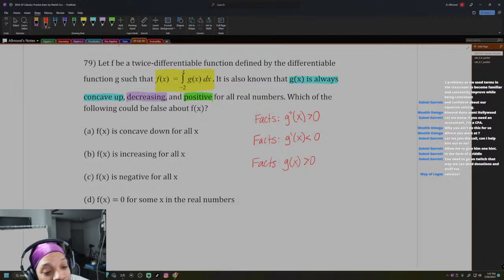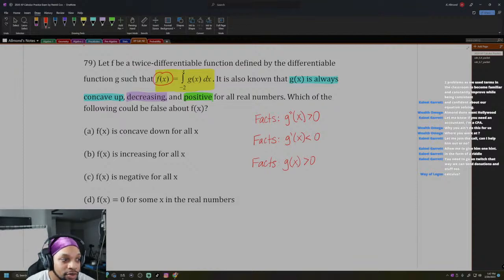Which of the following could be false? This is kind of like a logic question too, because if only one of them could be false, then the rest of them could not be false, meaning they have to be true. So which three are true is what I'm asking myself. And I'm noticing that all four answer choices involve f of x. We know it's equal to the integral of g of x.